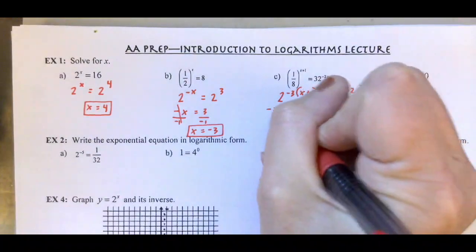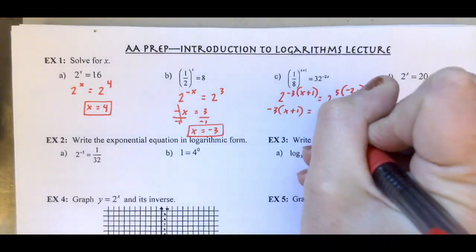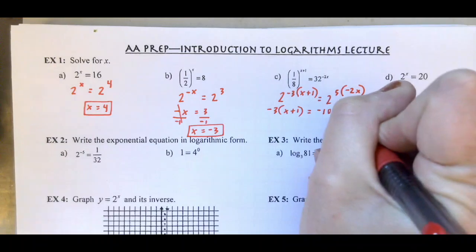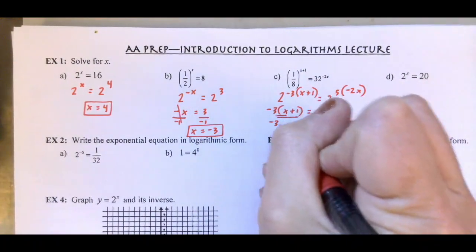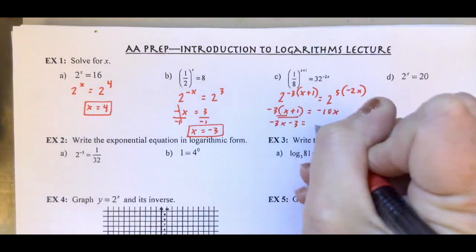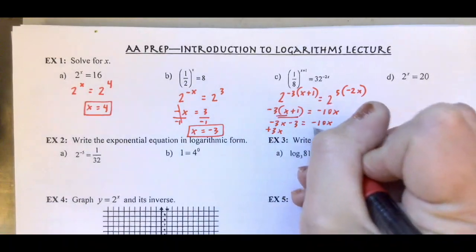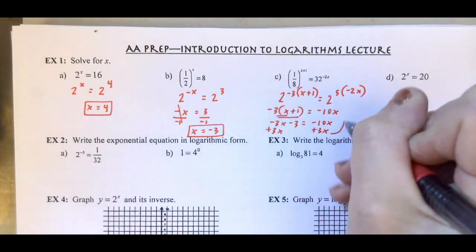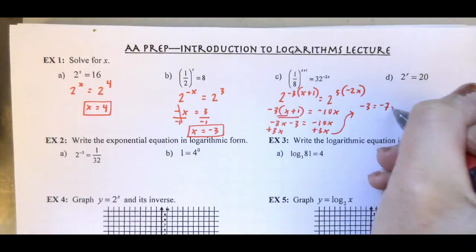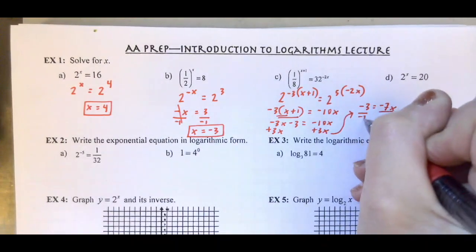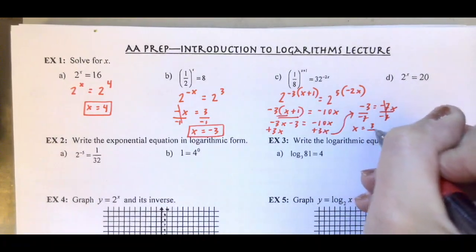So I know that negative 3 times (x plus 1) equals, I'll just say, negative 10x. I'm just going to multiply that out. Okay, distribute that negative 3. So negative 3x minus 3 equals negative 10x. Add the 3x to the other side. So I have negative 3 equals negative 7x. And divide out that negative 7. So x would be 3 divided by 7.